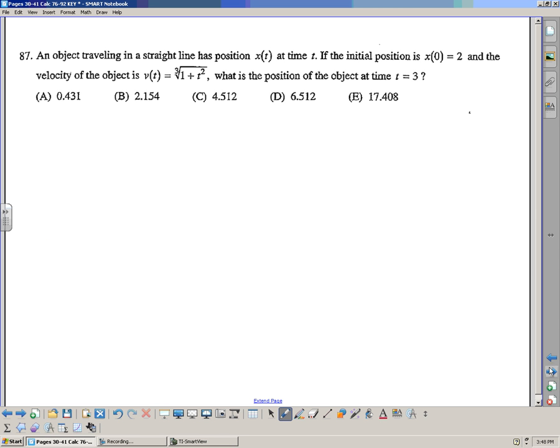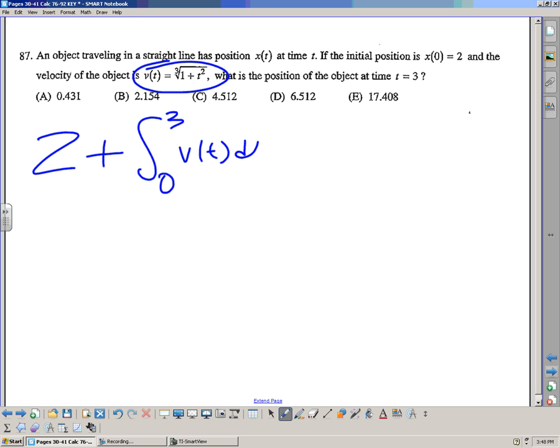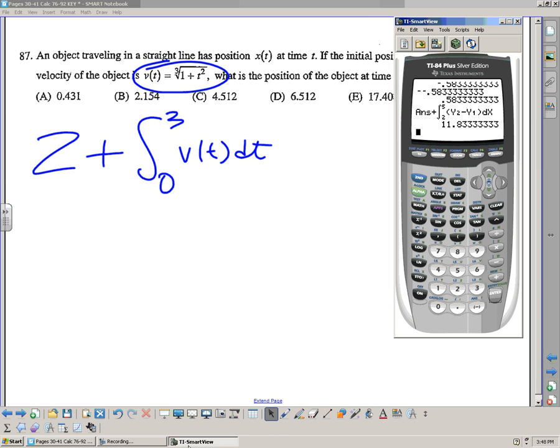All right, number 87. An object traveling in a straight line has position x of t at time t. If the initial position is x of 0 equals 2, and the velocity of the object is that function, what is the position of the object at time t equals 3? Well, we have our initial position plus, if we take velocity and integrate it from 0 to 3, that gives us the change in position from 0 to 3. Add it onto the 2, and we have our answer.